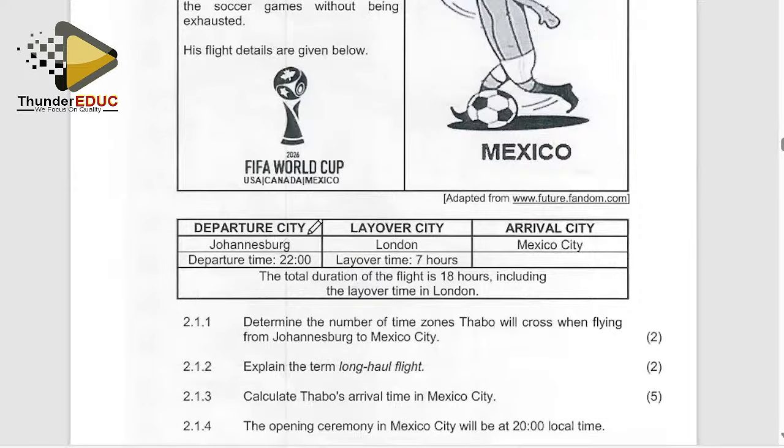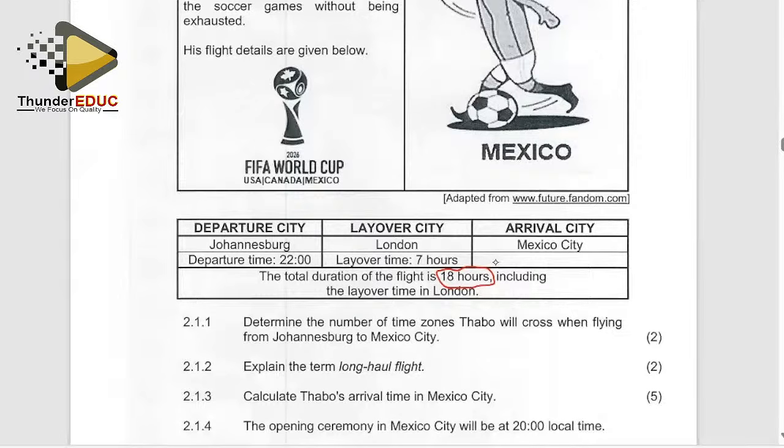So we have the departure city being Johannesburg. Departure is 22:00. Then the layover time is in London. That is a stopover in London, 7 hours. Then arrival in Mexico City is not given. Then the total duration of the flight is 18 hours, including the layover time in London. All right, so here we need to highlight the key pieces of information. The layover time is already included. So the total duration of the flight is 18 hours, including the layover time in London.